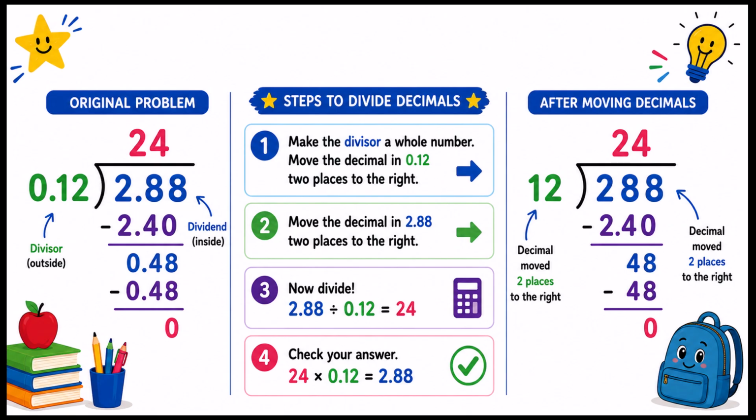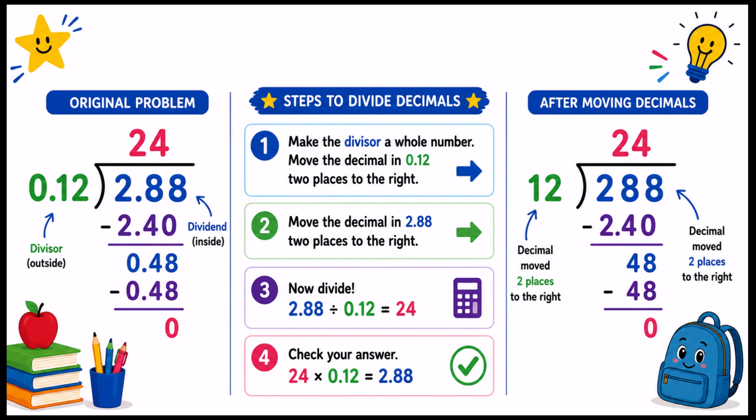Our problem reads 2.88 divided by 0.12. The divisor is 0.12. Move the decimal point 2 places to the right. So it's no longer 0.12, it's now just 12.